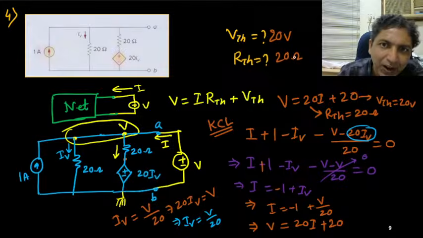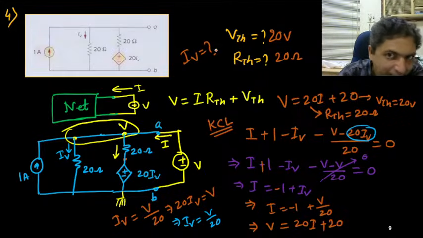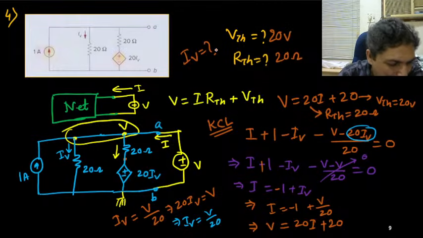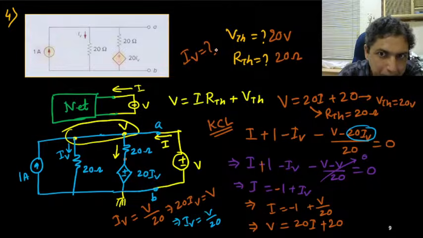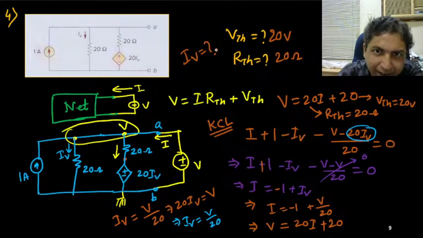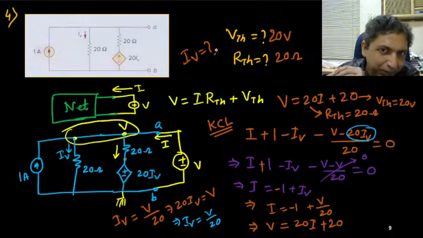And if I ask you now, what is IV in this scenario? Anyone can find out what is IV in this scenario? When A B terminal is made open, remember, when A B terminal is made open, what is IV? Anyone can please tell me.